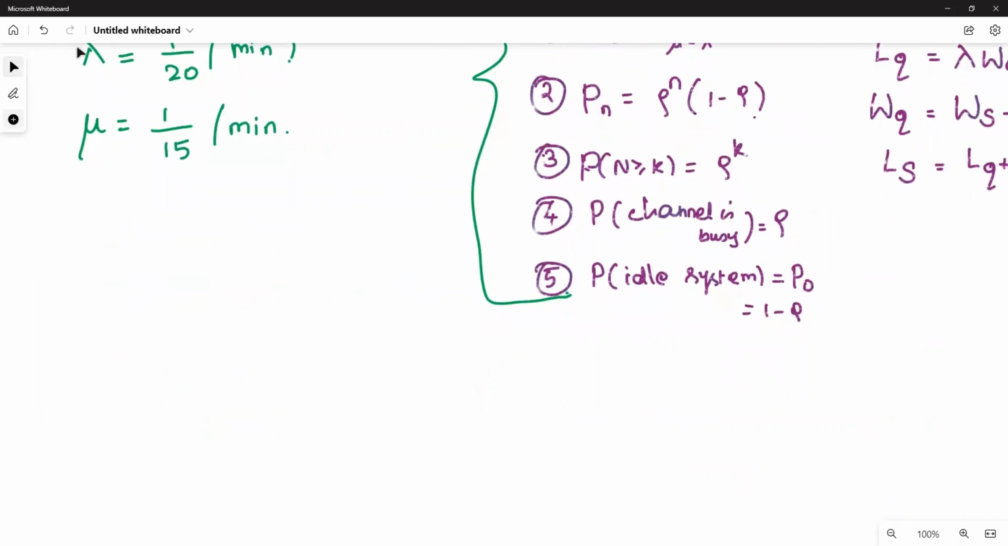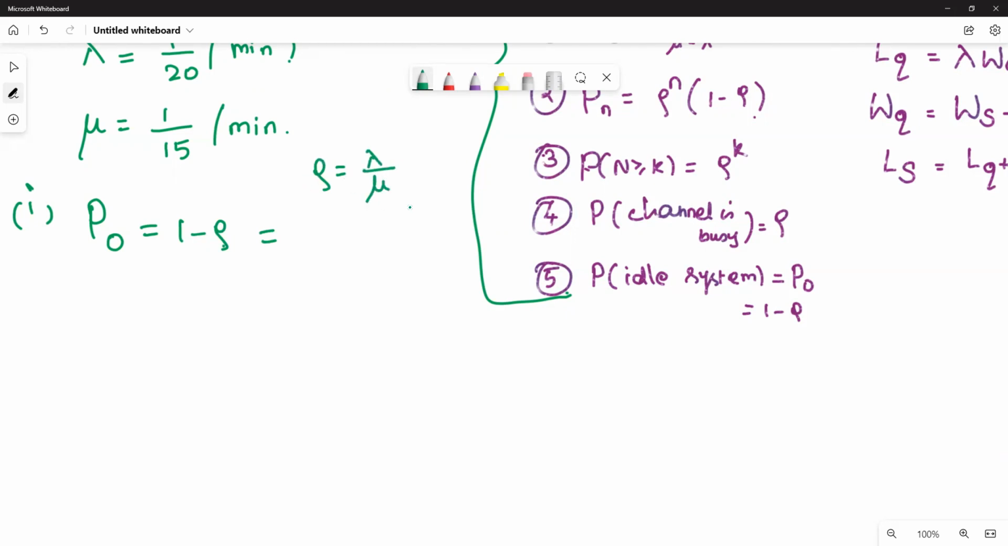Okay, first question is, what is the probability that the customer need not wait for the haircut? So first subdivision, what is the probability that the customer need not wait? That is, the system is empty. What is the formula? It is 1 minus rho. What is rho? Commonly we'll find rho first. Rho is lambda by mu. Lambda is 1 by 20, mu is 1 by 15. So 1 by 20 divided by 1 by 15. That is 1 by 20, times the reciprocal, 15. 15 by 20. That is our rho.